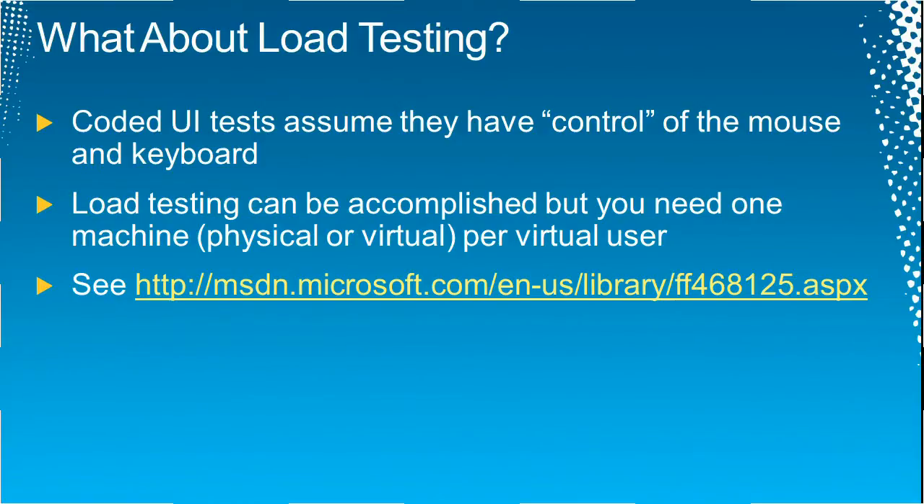And then you can get a lot of really interesting analytics out of that to say, how does this scale for 50 users, for 500 users, for 5,000 users? That works really well with web tests because we actually operate against the HTTP, HTTPS layer. The challenge with doing the same with coded UI tests is that a coded UI test assumes that it's sitting in front of your mouse and keyboard. So in order to simulate 10 users hitting your site by running 10 different coded UI tests, you need to have 10 different physical or virtual machines.